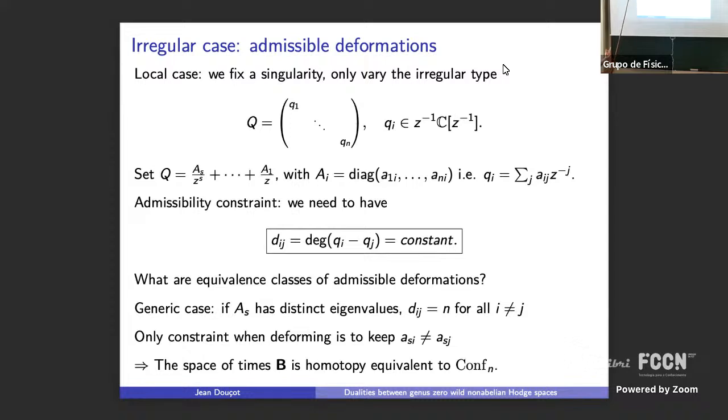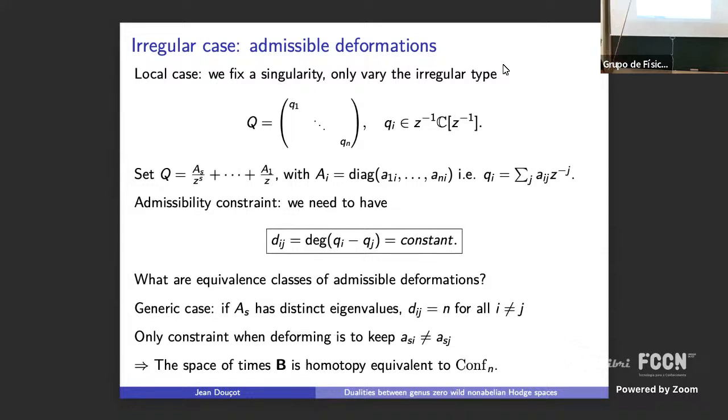Why? It is because the number of Stokes arrows, or of non-trivial entries in a Stokes matrix, which are associated to any pair ij is given by this degree. So if I change this degree, the shape of my Stokes matrices will change. Again, it's unclear what it would mean in that case to say that I have the same monodromy if I don't have the same shape of the Stokes matrices. So I say that we have this admissibility constraint. We have admissible deformations when we have deformations of these coefficients such that the degree is constant.